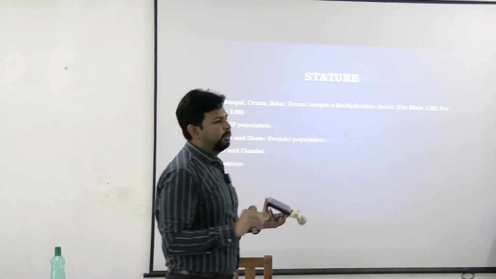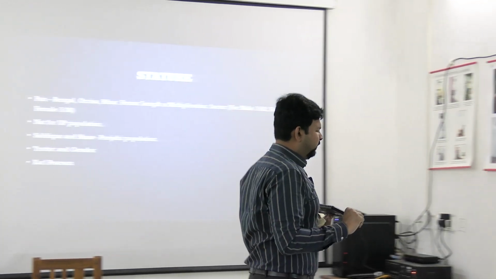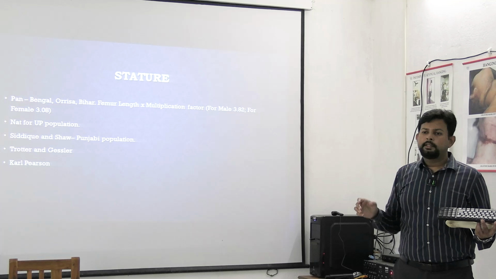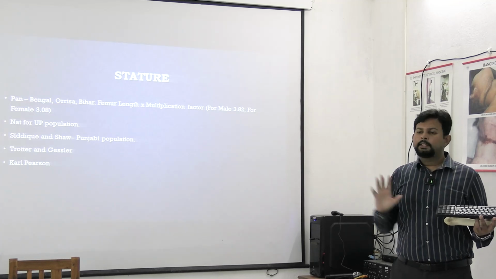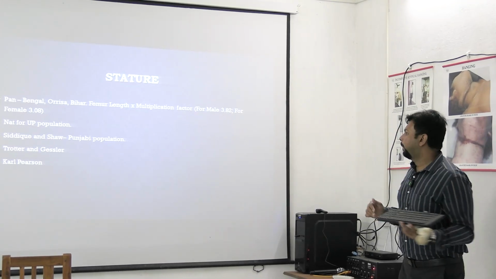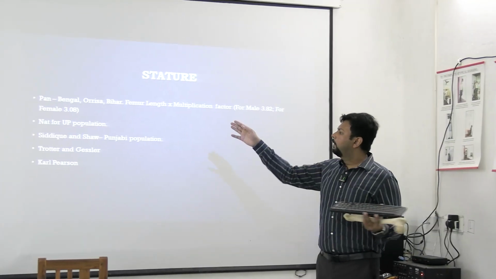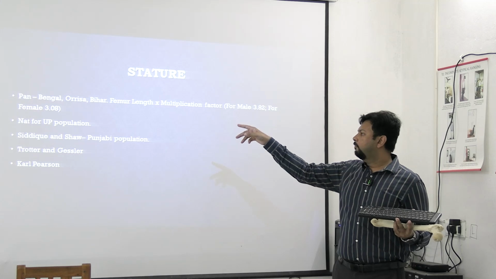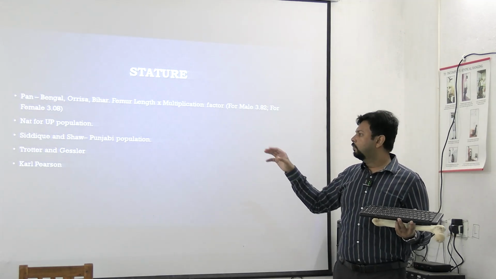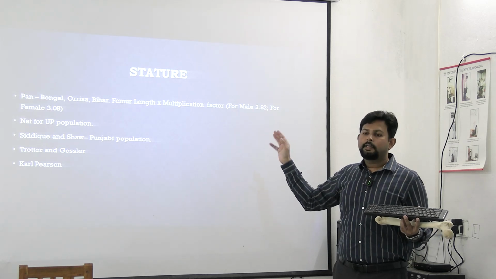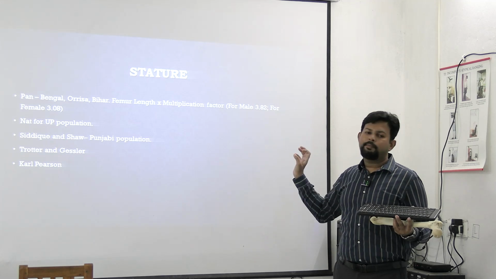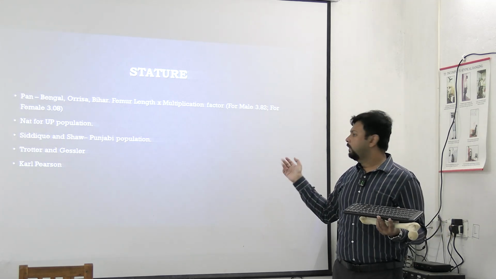So this is an approximate measurement. There will be some plus or minus 2, something like that, from the actual height. What is stature, you understood, right? Height of the person. Okay. So this multiplication factor is valid for the Bengal, Odisha and Bihar population. And there are others also, Nath for the UP population, and Siddiqui and Shaw, there are multiplication factors for the Punjabi population.